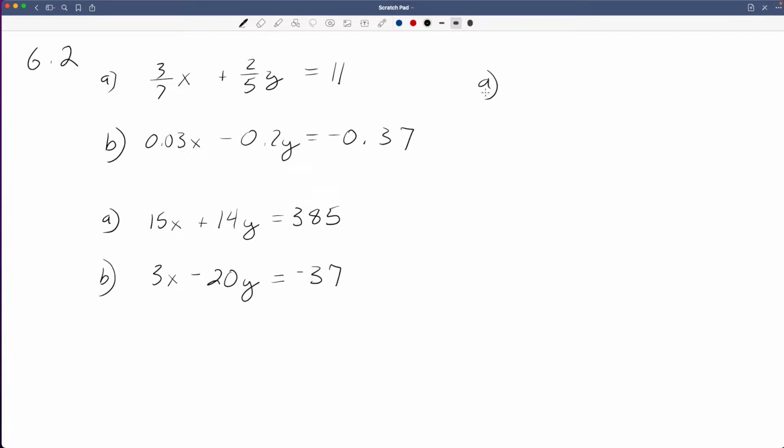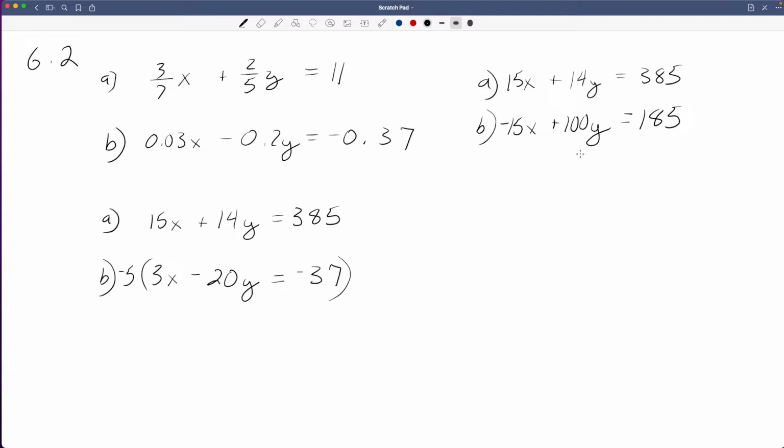A is 15x plus 14y equals 385. And then I'm going to write B after I multiply it. So negative 5 times all of this. That's going to be negative 15x. And that's going to be positive 100y is equal to positive 185.